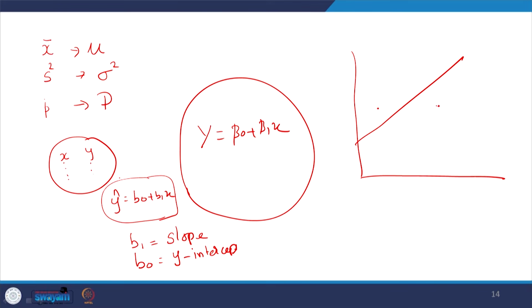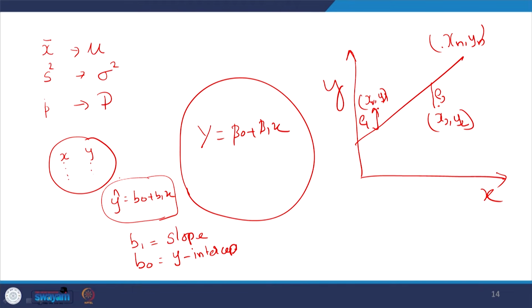Suppose there are 2 points. Suppose I am going to call this x1 comma y1, this is x2 comma y2, like that there may be many points. For example, this is xn comma yn. Okay. So, this is my x axis, this is y axis. So, what I am going to do, this is my error. So, I am going to call it as E1, this is E2, this is En.